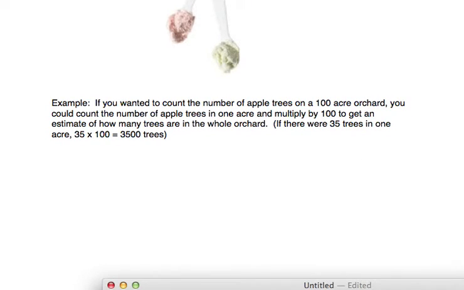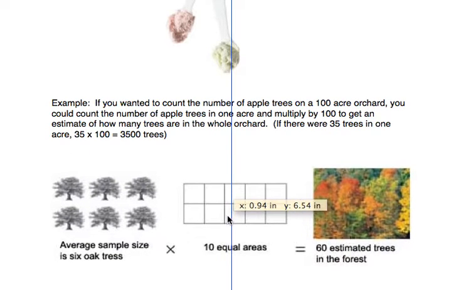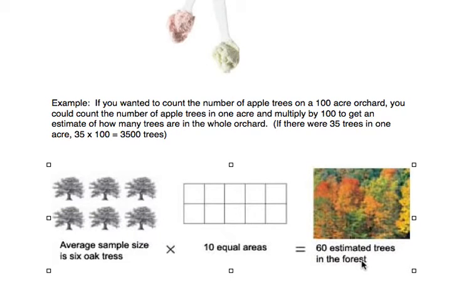Another example I have here is that if you're trying to find out how many oak trees were in a 10-acre portion of a forest, you could find a sample area that's maybe 1 acre, and you count the number of trees in that area, and then you multiply it by 10 to figure out that there are approximately 60 oak trees in a forested area.